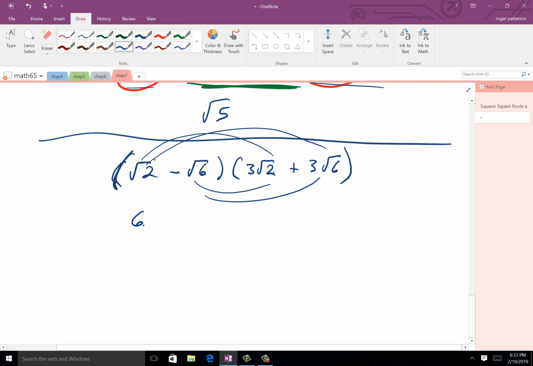Now I have to do this one. So this is going to be square root of 2 times square root of 6, which is 12. So I'm going to get 3 square roots of 12. Okay, got that one done. Now let's work on these inside ones.